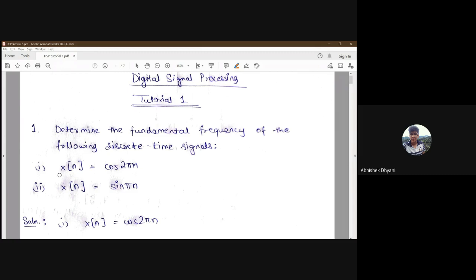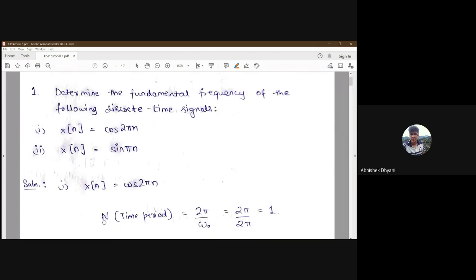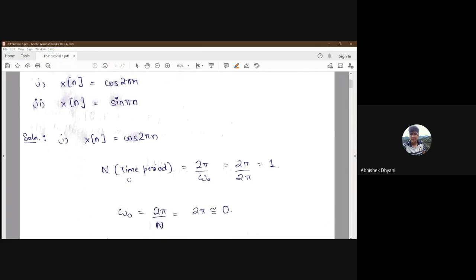So we have been given a discrete time signal. First one is x[n] is equal to cos 2 pi n, and we have to determine its fundamental frequency. First of all, we will find out the time period for this signal using this formula N is equal to 2 pi by omega naught, and that gives us N equals 1. Then to calculate omega naught, we will again use this formula, omega naught is equal to 2 pi by N. That gives us 2 pi upon 1, which is 2 pi, and that is equivalent to 0.